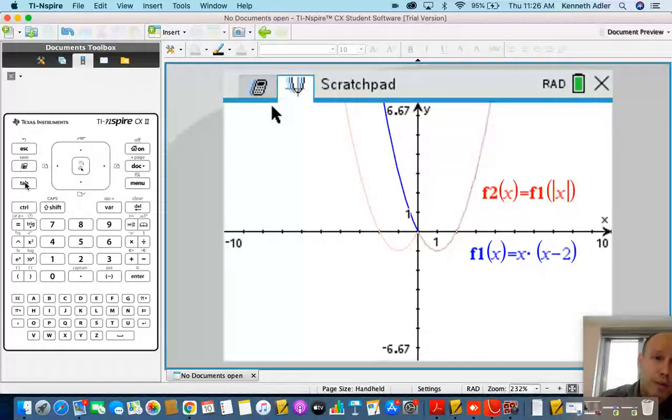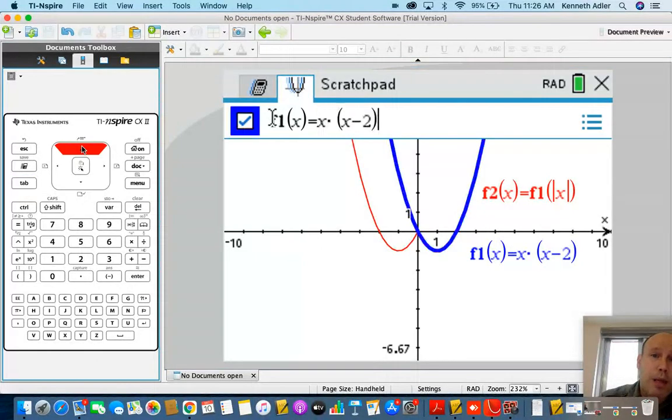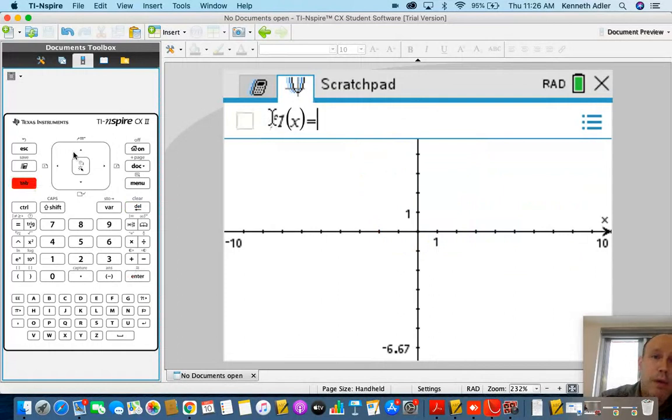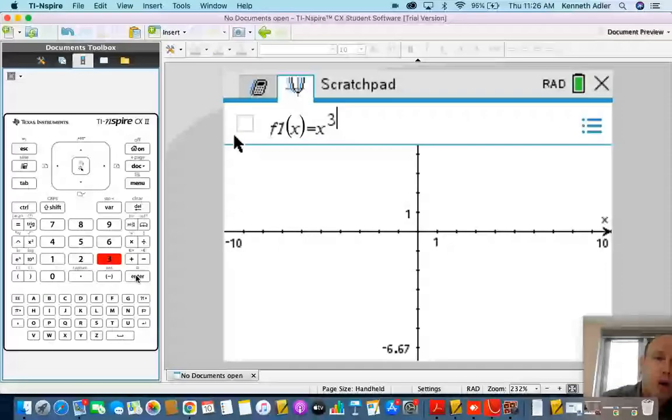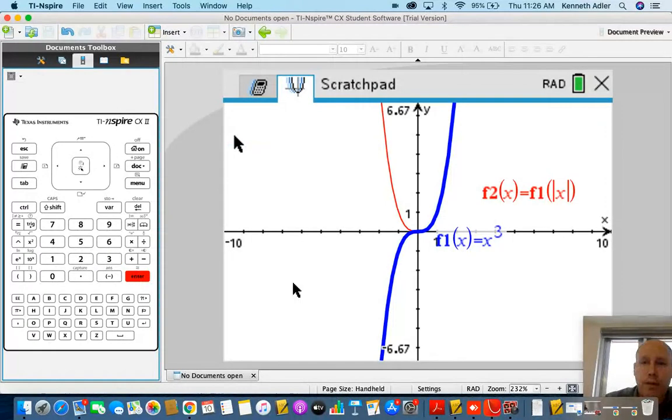And this works with any function. Let's go back up. You can do a cubic, right? Let's hit enter, tab, up to F1. How about x to the third? Enter. Perfect. We know what x to the third looks like, but when we replace x with absolute value of x, that negative part gets erased, and it's now a reflection of the positive part over the y-axis.